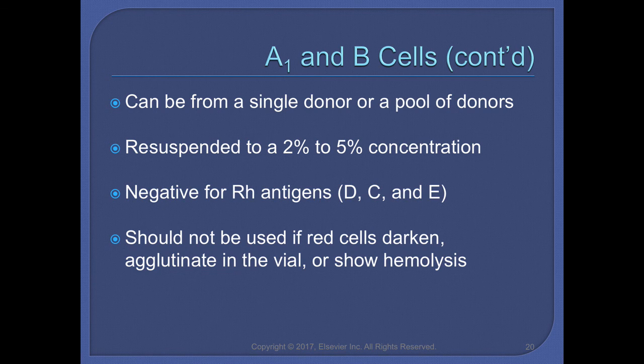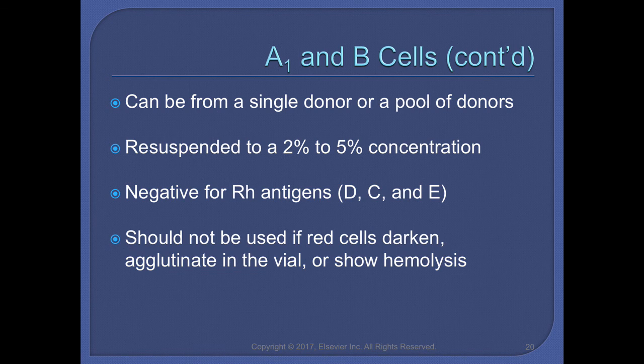These cells can come from a single donor or a pool of donors. These have been resuspended in a 2% to 5% concentration. They are negative for the Rh antigens, big D, big C, and big E, and should not be used if the red cells are darkened, if there is agglutination in the vial, or if they show hemolysis, because you are not going to get the correct answer.